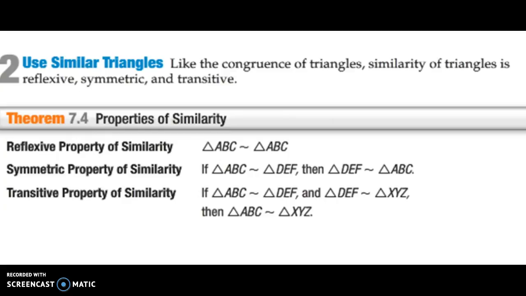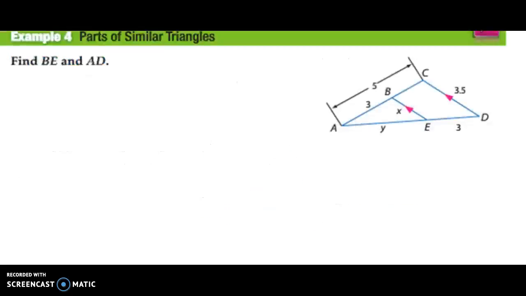Okay, so just like we had properties of congruence, we also have properties of similarity. There's the reflexive property. A triangle is always similar to itself. We have the symmetric property. If ABC is similar to DEF, then DEF has to be similar to ABC. Then we have the transitive property. If ABC is similar to DEF, and DEF is similar to XYZ, then obviously ABC is going to be similar to XYZ. Okay, all those properties we've seen before.